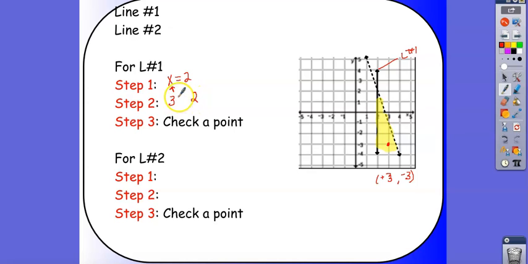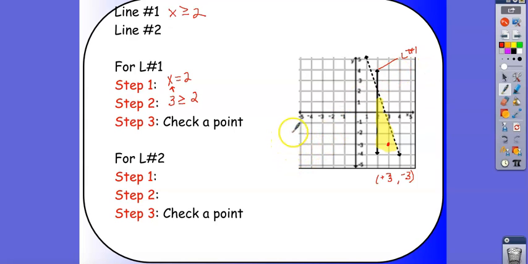What would make this true? What if I put a greater than? Isn't 3 greater than 2? Yes. And it's going to be a greater than or equal to because it's a solid line. So my line is x is greater than or equal to 2 for line number 1.